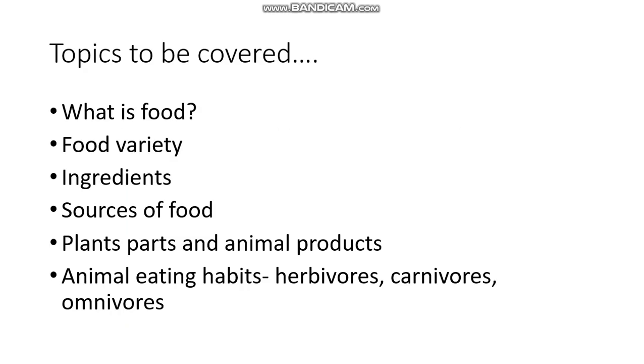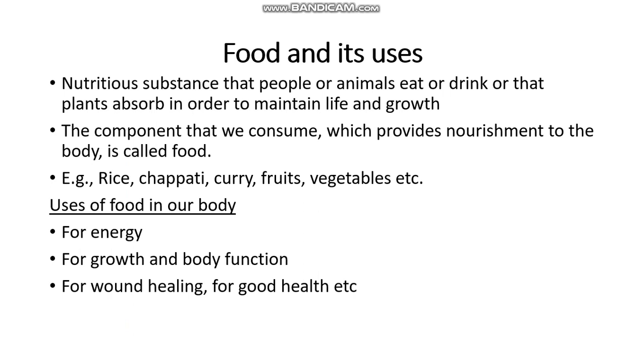Today we are going to see about Class 6 Science. The name of the lesson is Chapter 1 Biology: Food, where does it come from? Today we are going to see about the topics: what is food, food variety, ingredients, sources of food, plant parts and animal products, and animal eating habits. Based on this, animals are categorized as herbivores, carnivores, and omnivores.